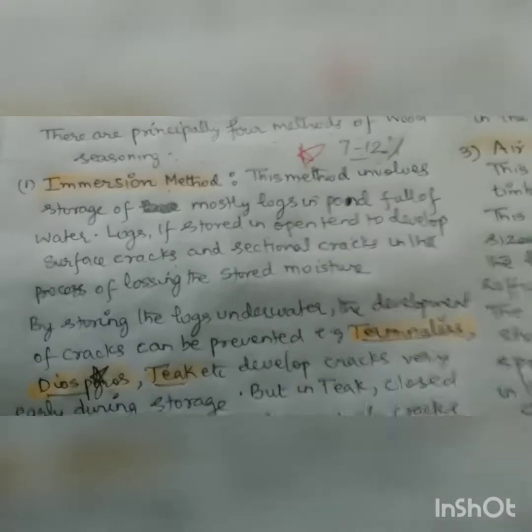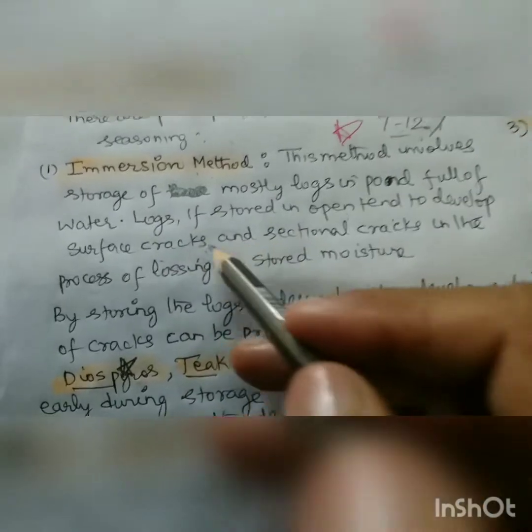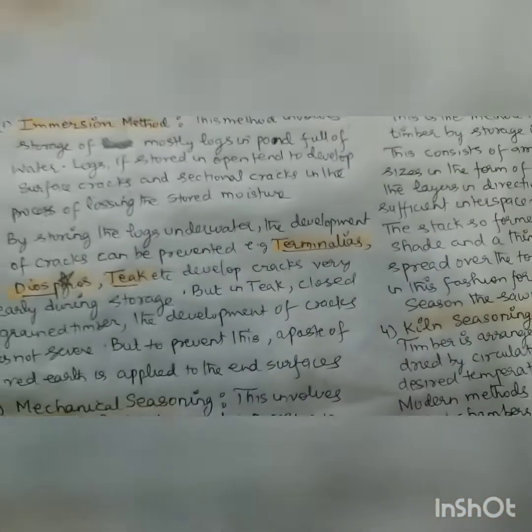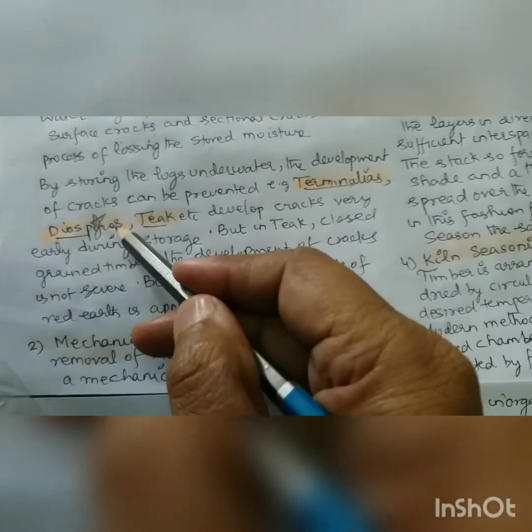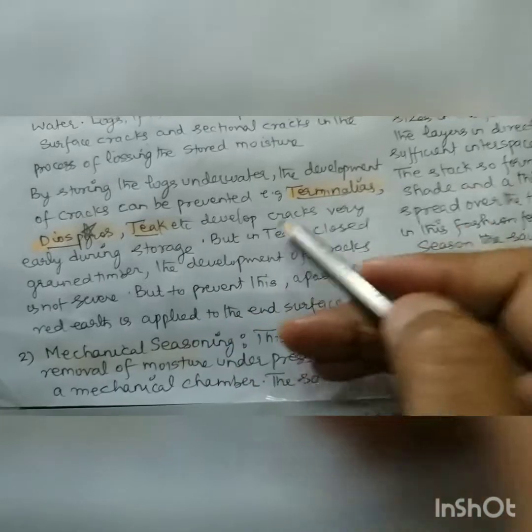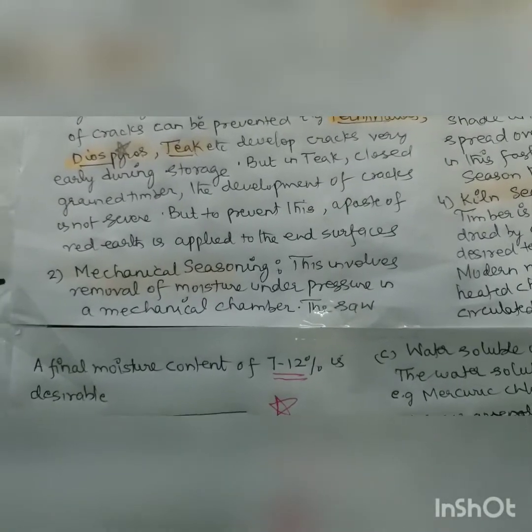The purpose of this is to prevent cracks, because if left in the open the wood will develop cracks, that is surface as well as sectional, like this. Right? The particular examples are Terminalia and Diospyros. This is very important because ebony is formed from Diospyros. Teak also develops cracks, though later and not so severe, but cracks do develop. To prevent this, besides dipping in water, a paste of red earth is applied on the end surface.